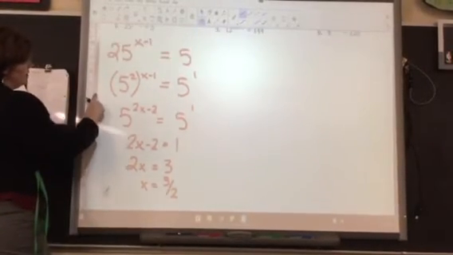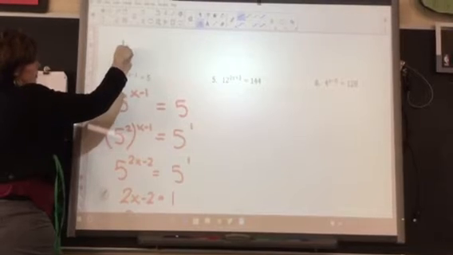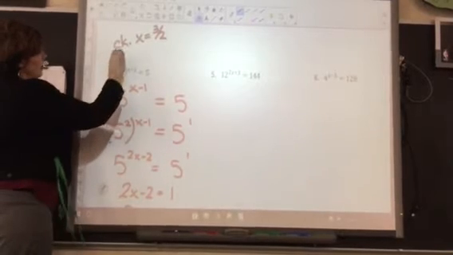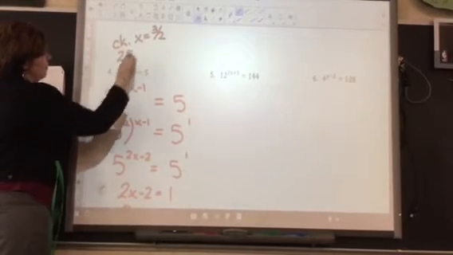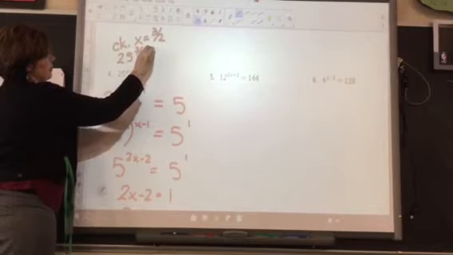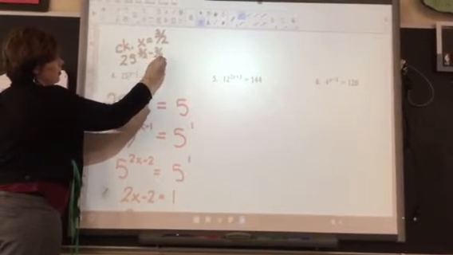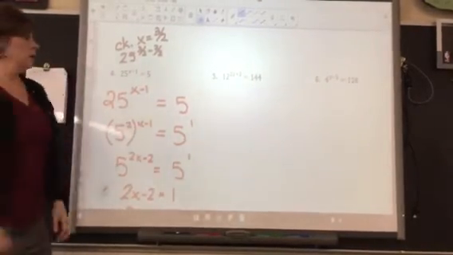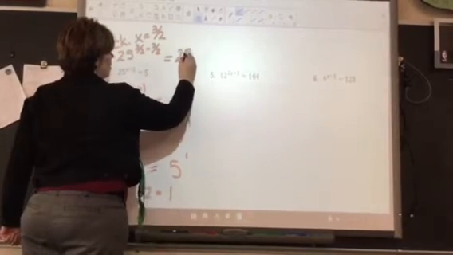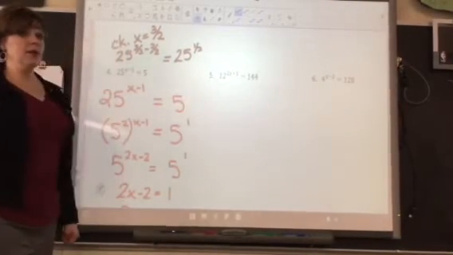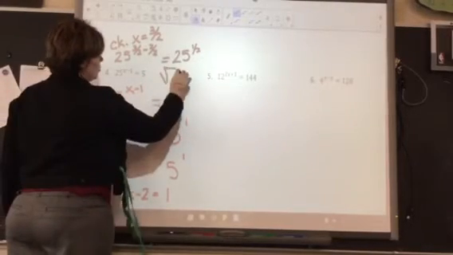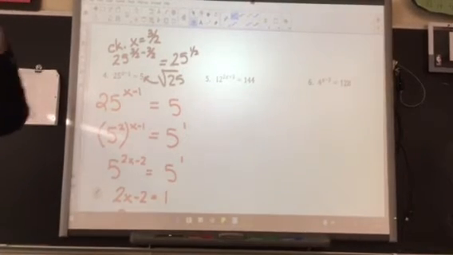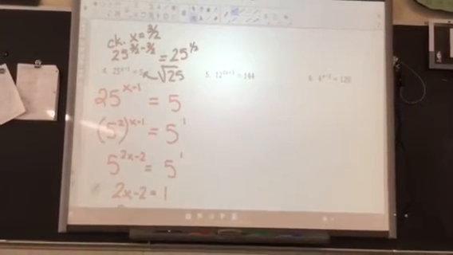I want to check this because I think that's sheer craziness. I want to check that x equals 3 halves. This is the same thing as saying 25 to the 3 halves minus 1, or 2 halves. So what does this become? 25 to the 1 half power, which is the same thing as the square root of 25. And is the square root of 25 5? Yes. Perfect. Excellent.